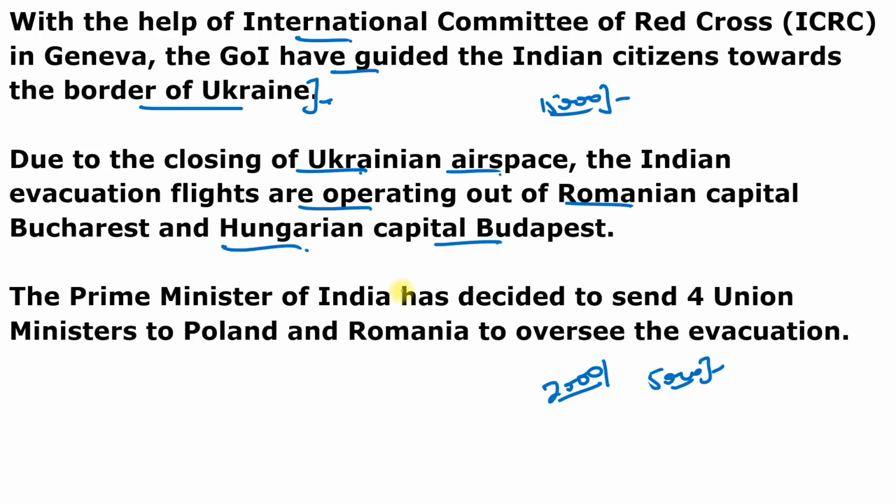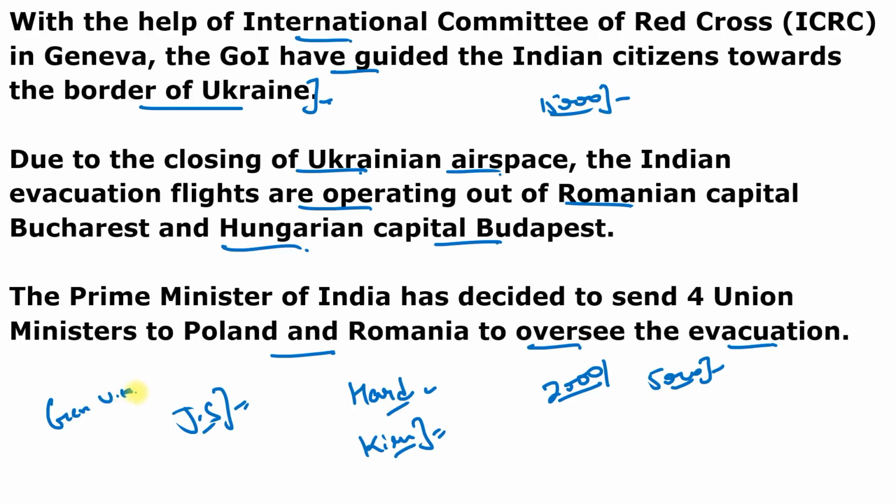And the Prime Minister of India has decided to send 4 union ministers also to Poland and Romania to oversee the evacuation. And these 4 union ministers are, one is Hardeep Puri ji, and he is currently the Union Minister of Housing and Urban Affairs and also the Petroleum and Natural Gas. Next, Kiran Rijiju, Minister of Law and Justice. Next, Jyotiraditya Scindia. He is currently the Minister of Civil Aviation, and one is General V.K. Singh. He is currently the Minister of State for Road Transport and Highways and the Civil Aviation.